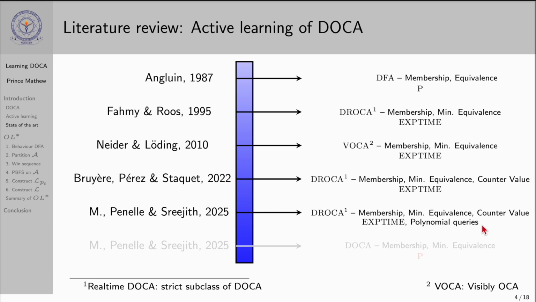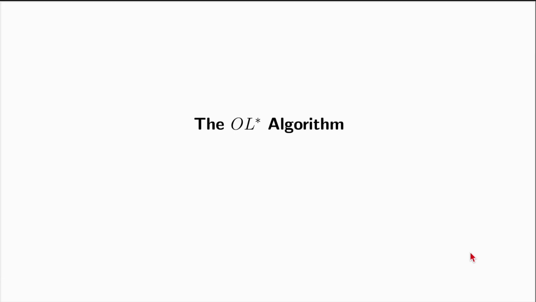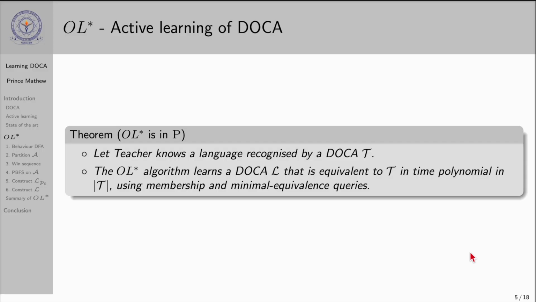In this talk, I'll present OL star, which is a learning algorithm for deterministic one-counter automata that runs in polynomial time using membership and minimal equivalence queries. So the theorem would be as follows. If the teacher knows a language recognized by a DOCA T, then the OL star algorithm learns a DOCA L that is equivalent to T in time polynomial in the size of T using membership and minimal equivalence queries.